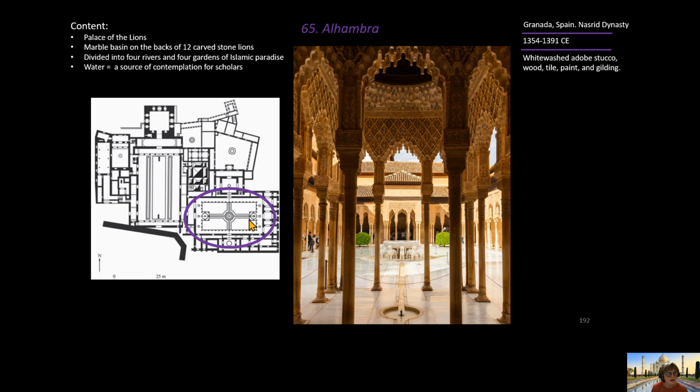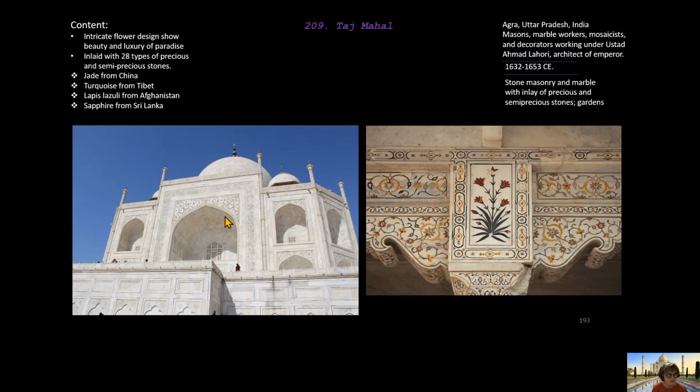Okay, just a reminder here of the Char Bagh that we saw also in the Alhambra, where we have four gardens divided by four rivers. Paradise is what that is meant to be. And then in content, a real big idea for the Taj Mahal is this inlay of precious stones from all over China, Tibet, Afghanistan, and Sri Lanka, all over Asia, that have been placed in the marble that has been carved out. So you can see that this intricate work, no wonder 20,000 people took 17 years to make this.